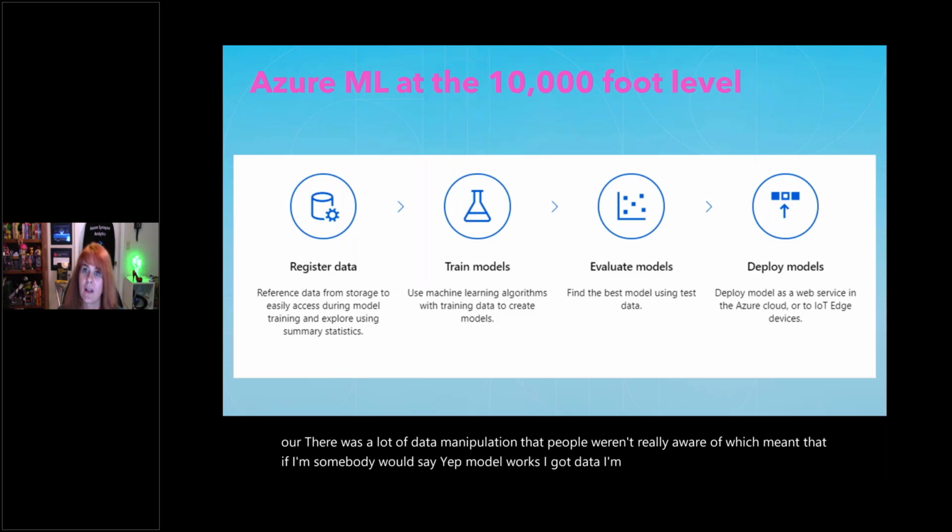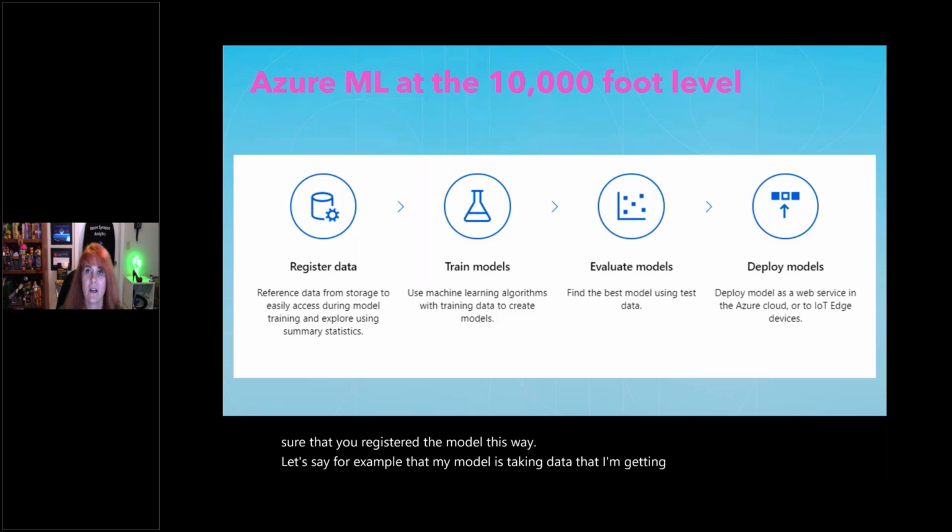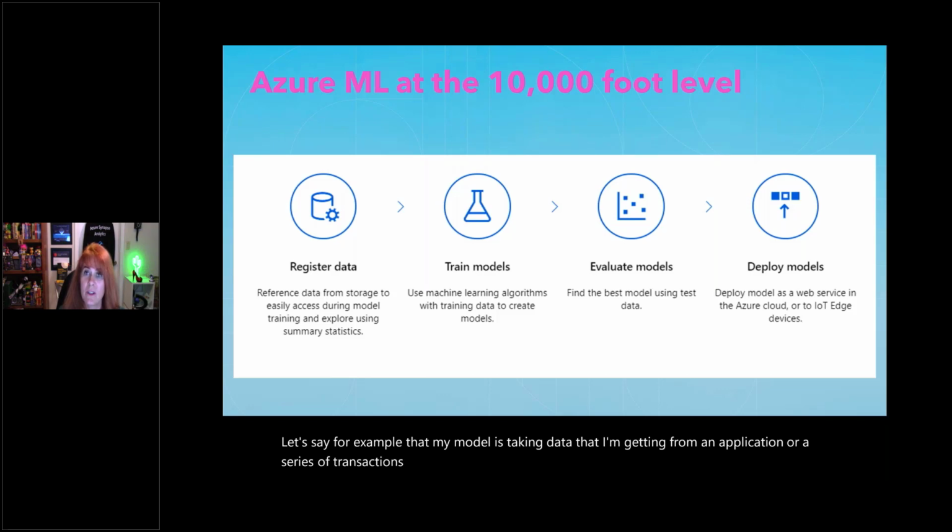But it's really important to register the data so that it's well known, the inputs that are required, as well as where you're going to record the outputs. Because me running a machine learning experiment on a bunch of data that's coming in is worthless if nobody looks at it. So what you want to do is make sure that you register the model. This way, let's say, for example, that my model is taking data that I'm getting from an application or a series of transactions. It's important that the data be registered, so if it changes, somebody will know that you just broke your machine learning model.